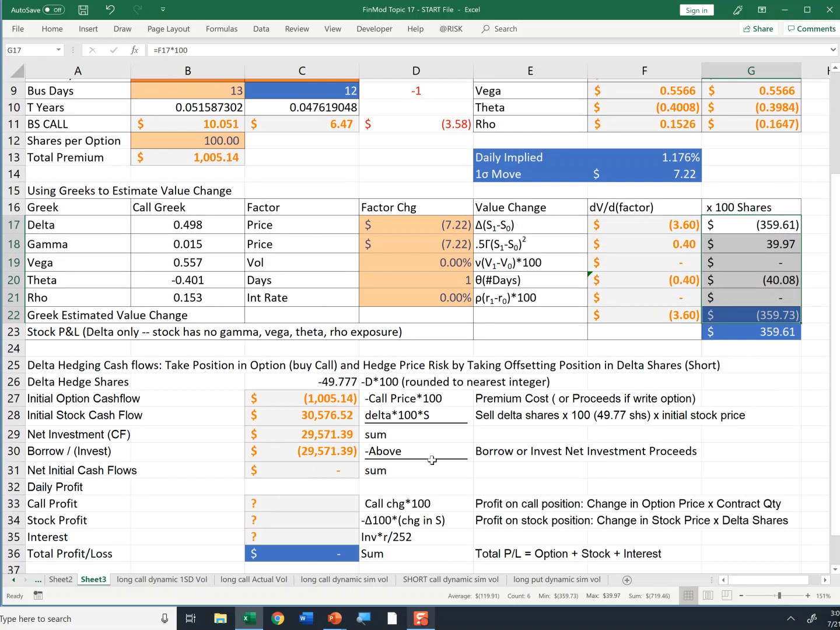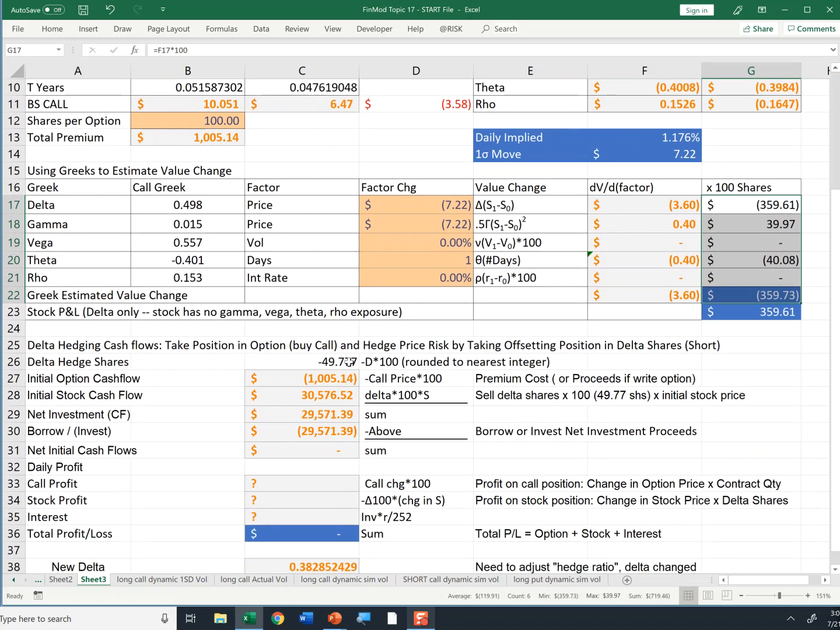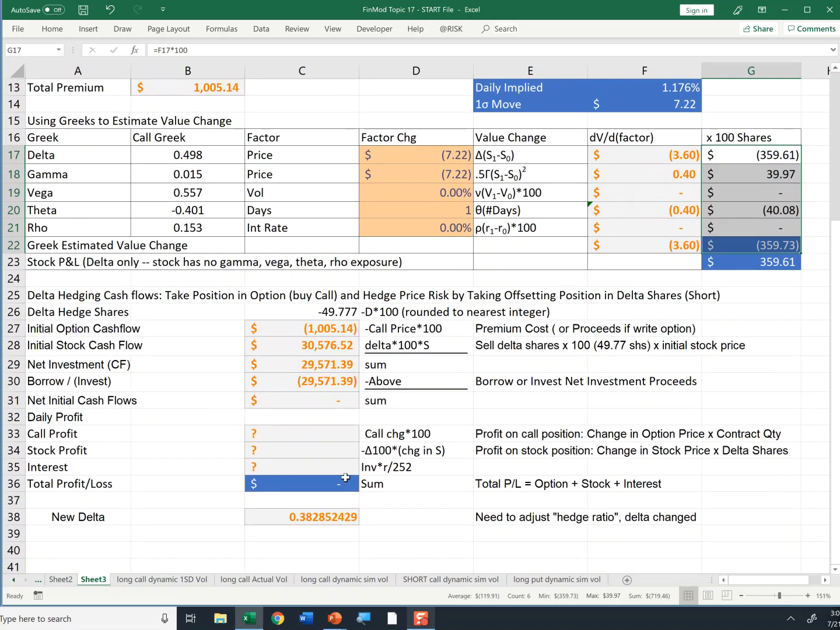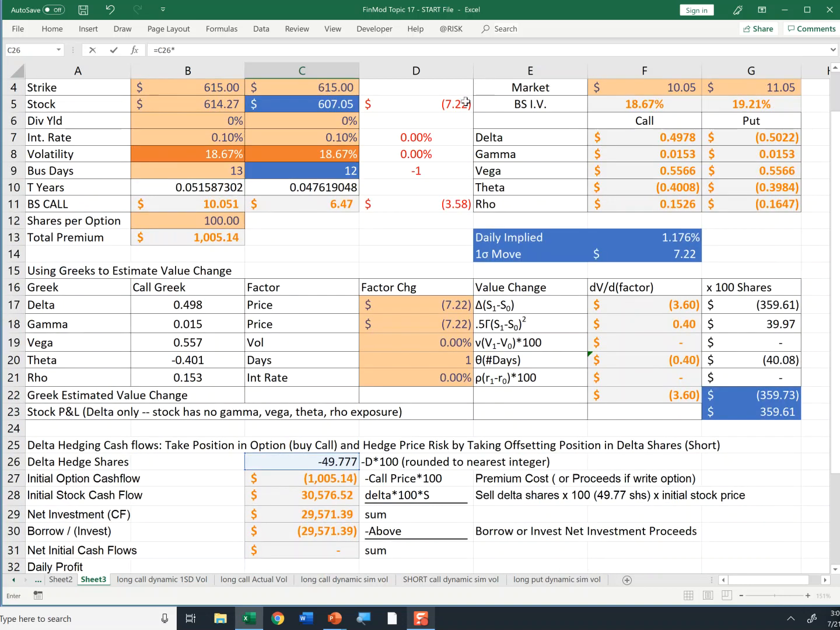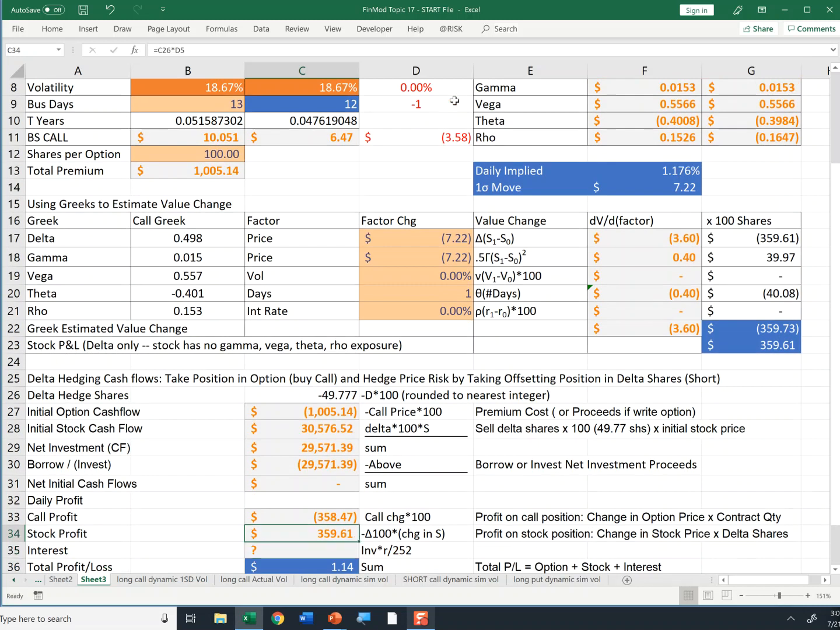However, I do have a delta hedge. I'm short 49.78 shares. So let's get my total P&L. I'm going to take my option I own. That option lost $3.58 times 100 shares. That option lost $358. However, if I take my short position in my shares times the change in the stock price, remember, if you're short and the stock price goes down, you win. So I'm going to gain $359 because of the stock price decrease.